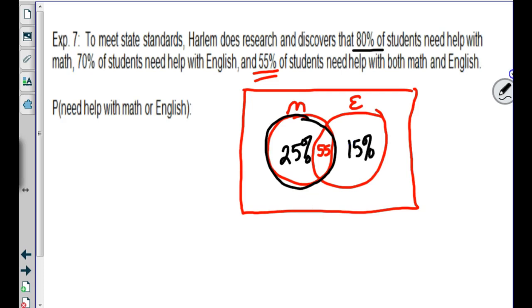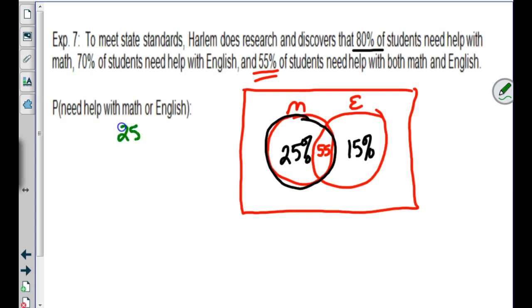All right. Now, the question says, what is the probability that students need help with math or English? This is hard for students because it's not clear what it's asking. When it says math or English, that means including both. Okay? So it's like saying, if I said, are you wearing white? Are you wearing black? If you're wearing both, you would still say, yes, I'm wearing white or black. Okay? If you need help with math or English or both, you're going to qualify as being counted for here.